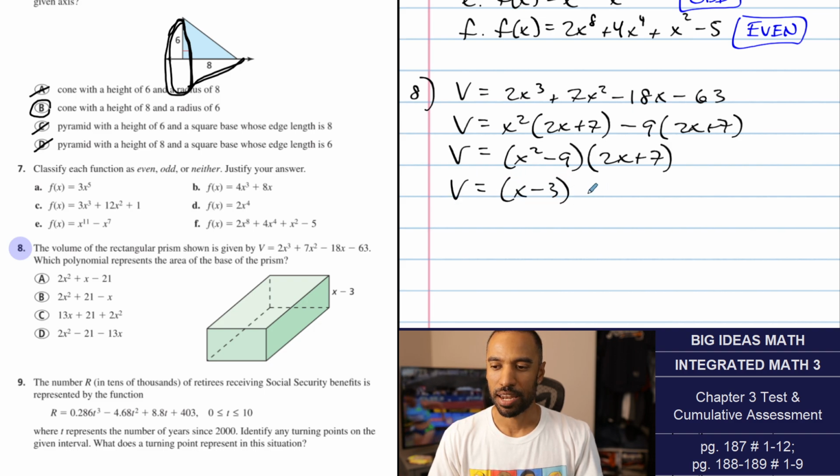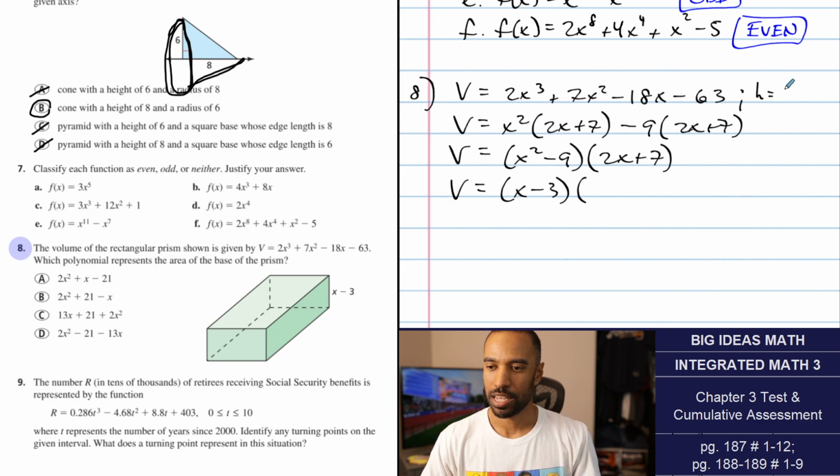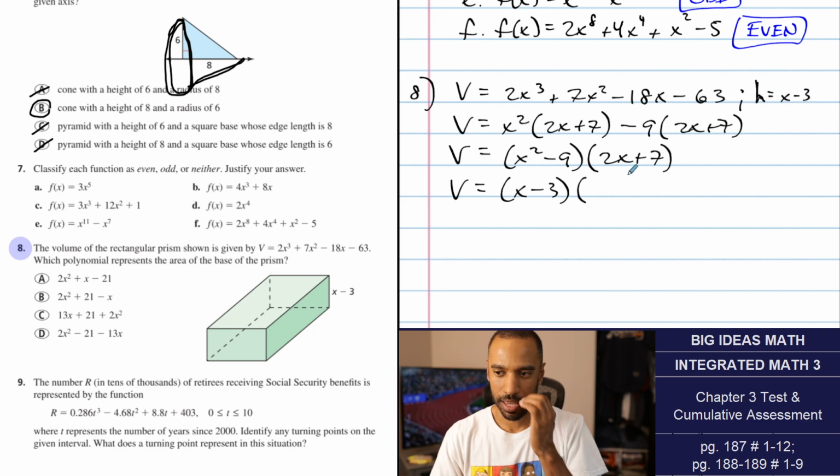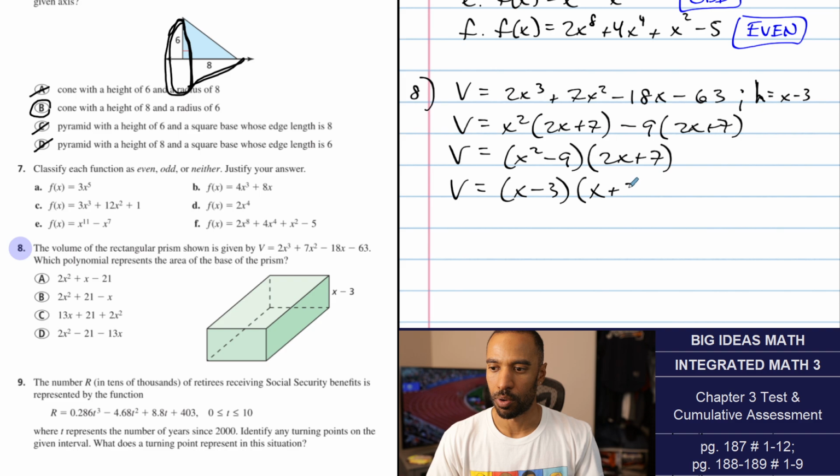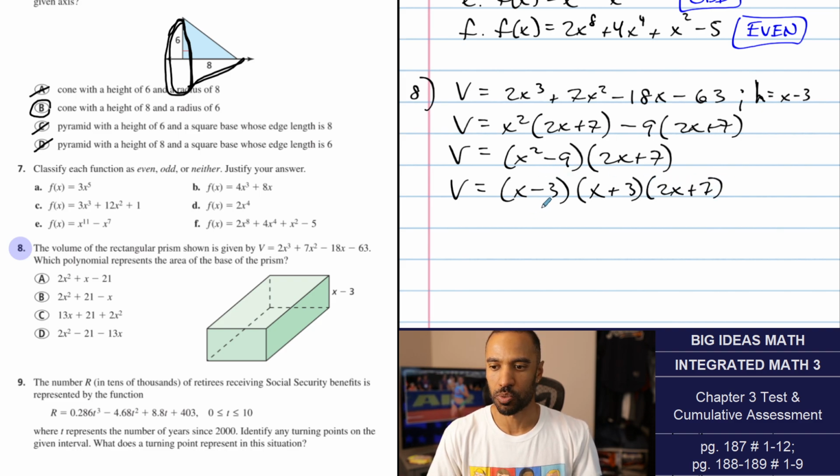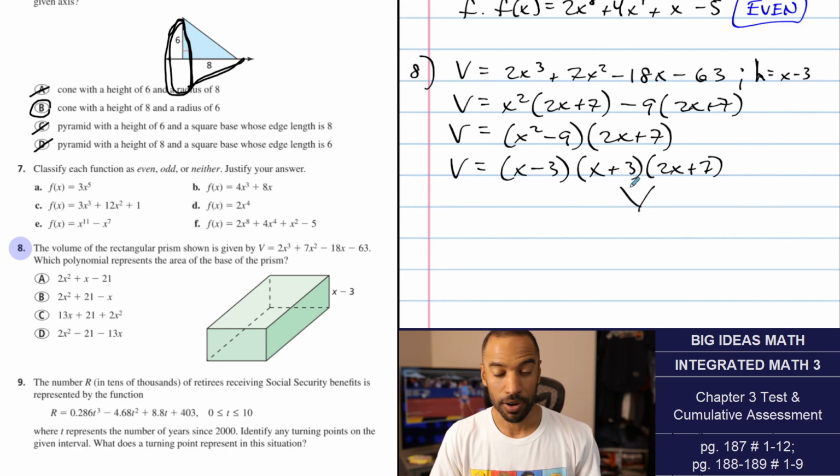Because x minus 3 is the height that we have. So let me write that. Height equals x minus 3. I don't know if you see that in the diagram. Height is x minus 3, but we need the length and the width to make the area. The reason why this is slower, x plus 3 is the other factorization here, is because I now have to multiply x plus 3 with 2x plus 7 to figure that out. This is our length and our width to make the area of the base.